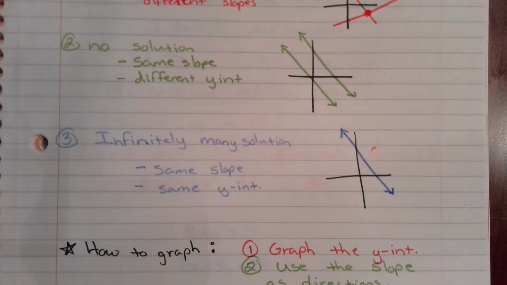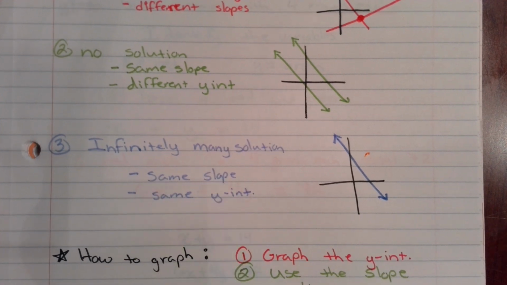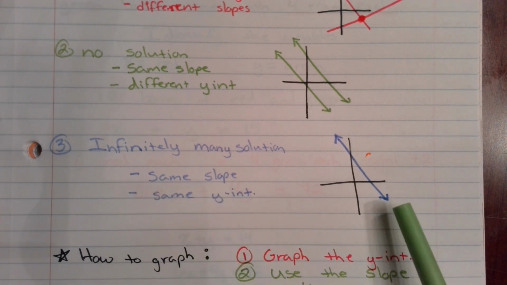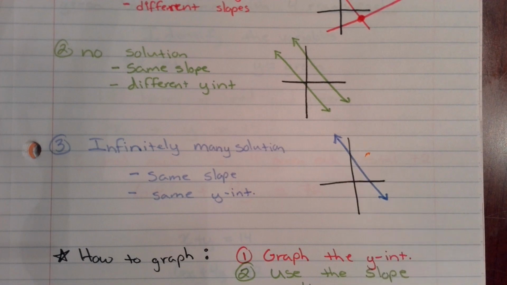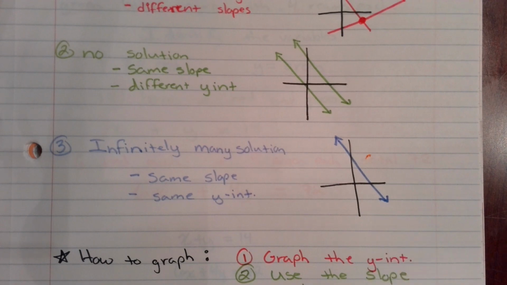And then we had infinitely many solutions. For infinitely many solutions, they had the exact same slope and the exact same y-intercept, so that essentially it created the same line overlapping each other. So that means every single point on the line is considered to be a solution.